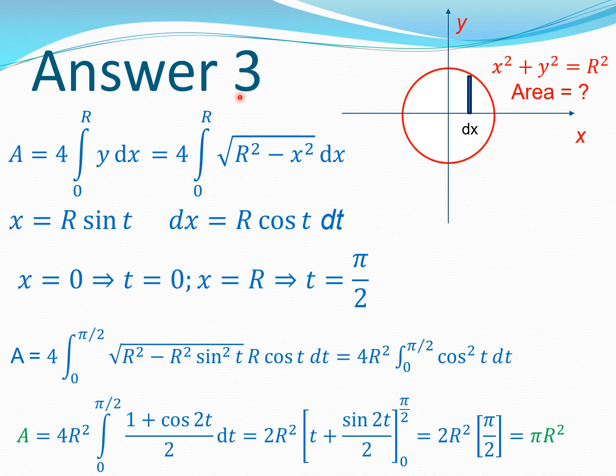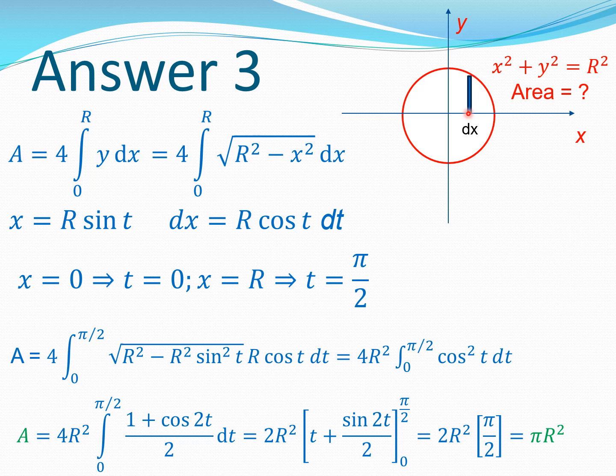Let's come to question number 3, where we were told that we need to find the area of the circle. And of course you know from coordinate geometry that if you have coordinates x and y, then a circle is given by x square plus y square is r square, and you have to find the area within this circle.